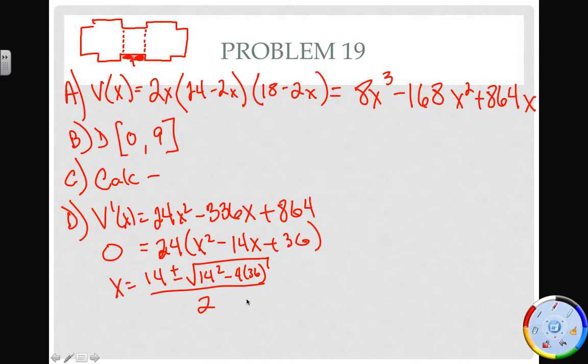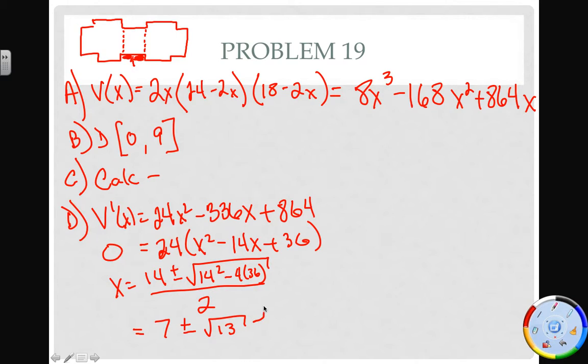24, remember, doesn't make any sense in this problem anymore. And if you simplify this down, I can let you go with that. You can figure that part out for yourself. 196 minus 144 is 52. So I get 7 plus or minus radical 13. And I know you can do that, so you can verify that for yourself.